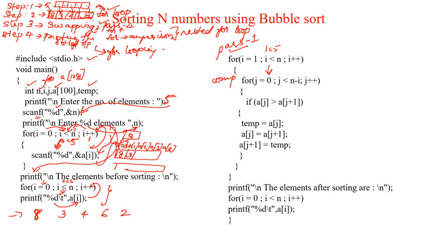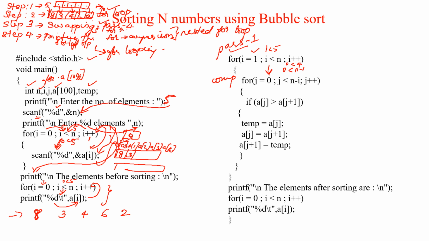When it enters into the loop, there is another loop. Here what is initialized? j = 0. Now j will become 0. Now it checks the condition whether 0 is less than n minus i. So what is the value for i now? 1, right? n minus 1, because the index is starting from 0. So the condition you have to check is 0 to 4, right?